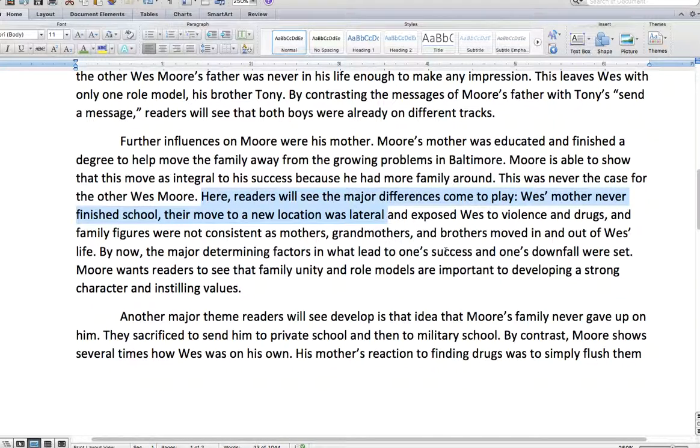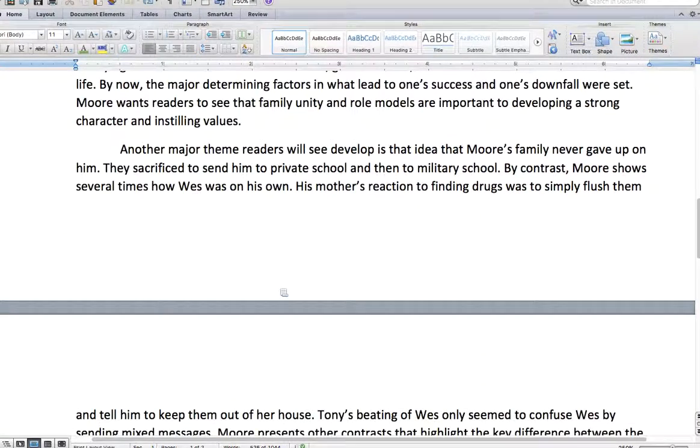I need to have a little bit more support, in my opinion. I end with, by now, the major determining factors that led to one's success and one's downfall were set. Moore wants readers to see family unity and role models are important in developing a strong character and instilling values. I could add, Moore does a great job of this by doing this, this, and this, and just provide some examples. I continue on.